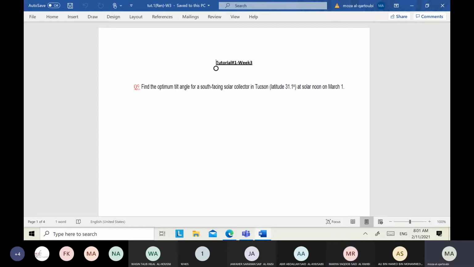Question number 5 asks to find the optimum tilt angle for a south-facing solar collector in Texas. Given latitude equal to 31.1 degrees at solar noon on 1st of March. So find the optimum tilt angle. We're starting from the symbol. We know we have many angles, depending on the sun, on the collector, and with respect to Earth. In this question, given to find the optimum tilt angle, we need the symbol of the tilt angle.